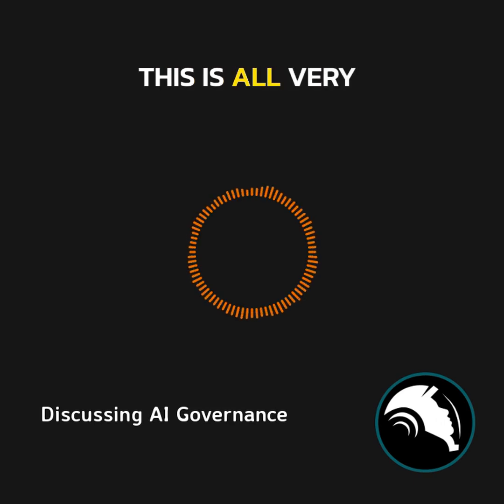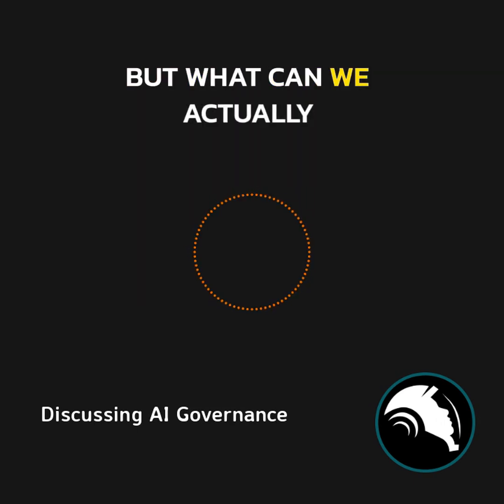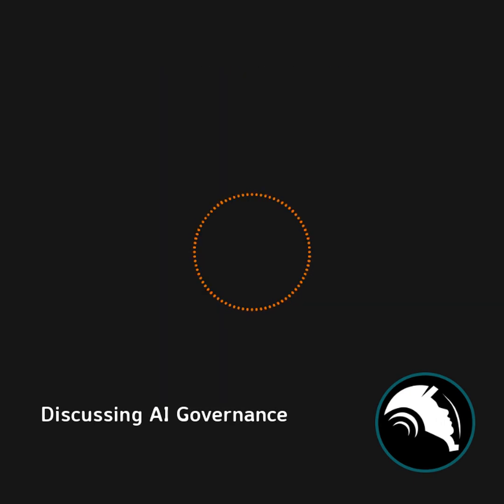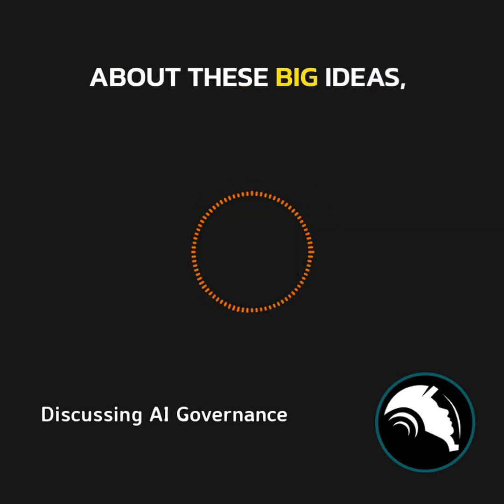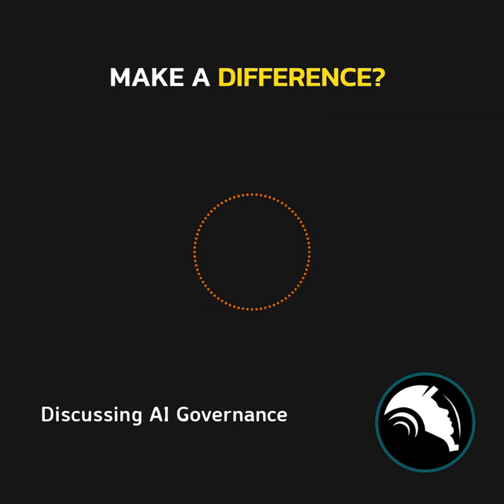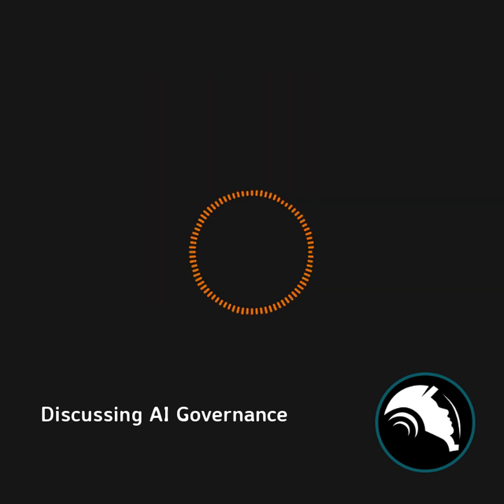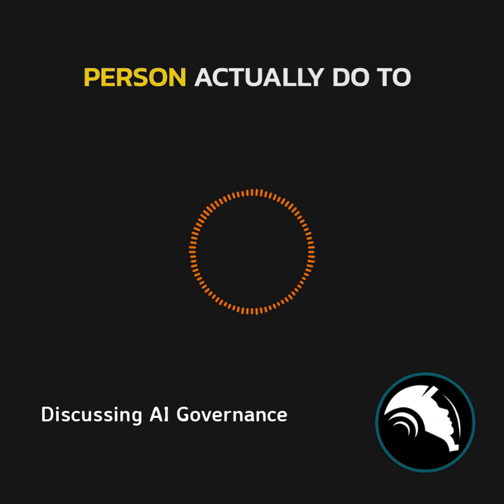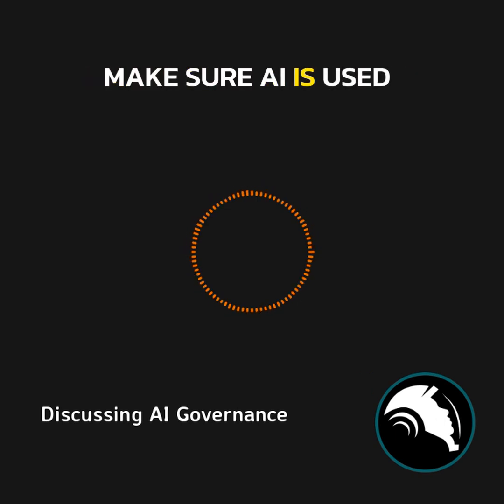Okay, this is all very interesting, but what can we actually do about it, as individuals? It's one thing to talk about these big ideas, but how do we actually make a difference? We're not all AI experts. We're not all policymakers. So what can the average person actually do to make sure AI is used responsibly?